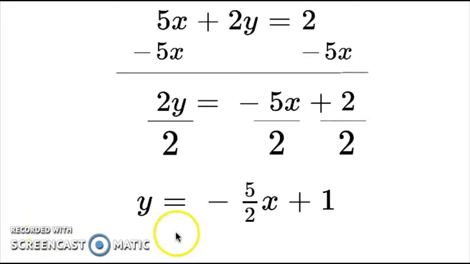That means my slope is going to be negative 5 over 2, and my y-intercept is going to be 1. And that's going to be my answer.